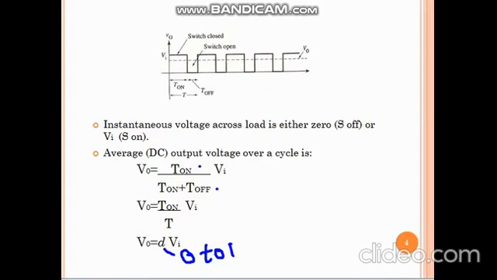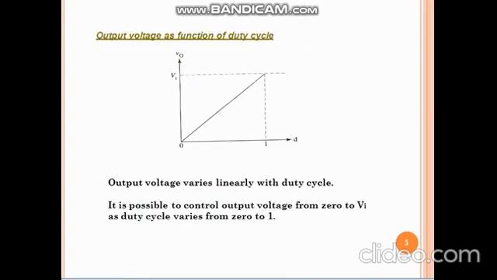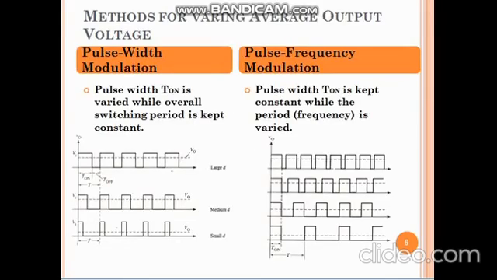If your duty cycle is 1, it means you get VI, but practically it is not 1, it should be up to 0.99, and at the low end it will be from 0.01. So obviously the output voltage varies linearly with the duty cycle. As your duty cycle is large, your output voltage is large. So it is possible to control the output voltage from 0 to VI as the duty cycle varies from 0 to 1. That is natural.